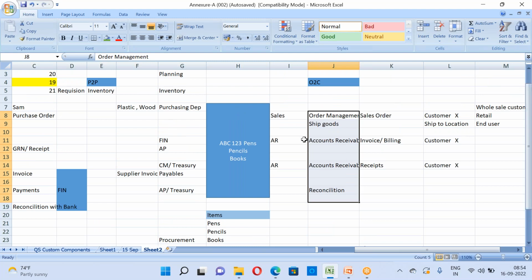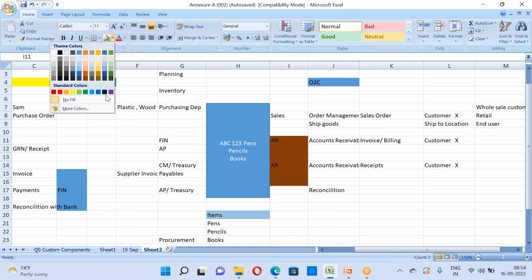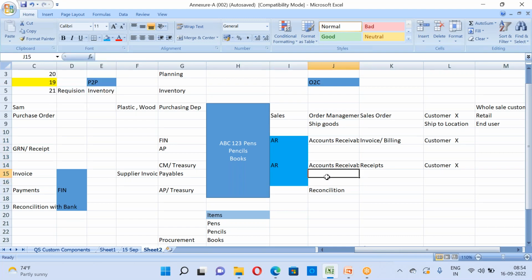So where are we involved? Again, we are involved only in the AR part of our interaction: the billing to your customer, receiving the money from the customer, and reconciliation with your bank.